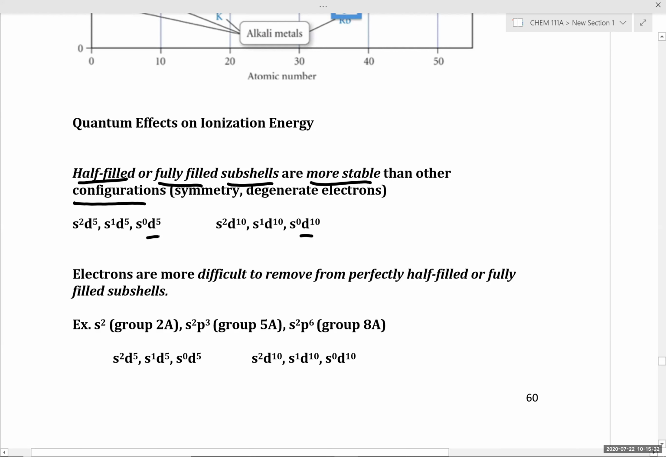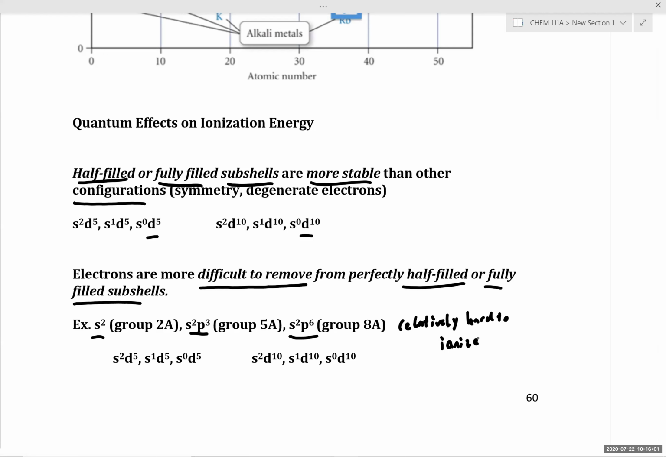Now, the reason why this is important is a corollary to this idea: electrons are more difficult to remove from half-filled or fully filled subshells. So as a result, s2, s2p3, and s2p6 configurations are relatively hard to ionize because you lose some of this stabilization from having a half-filled or completely filled shell or subshell.